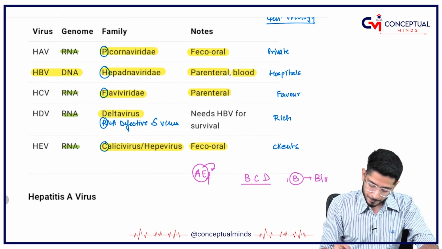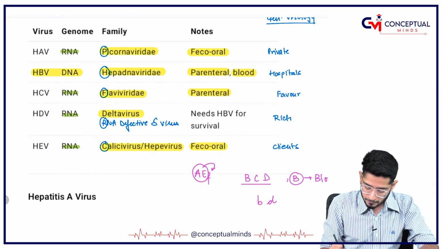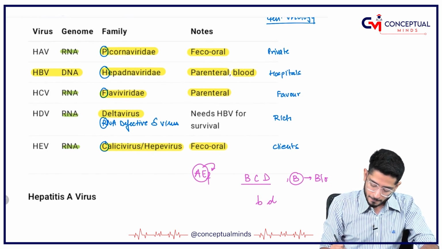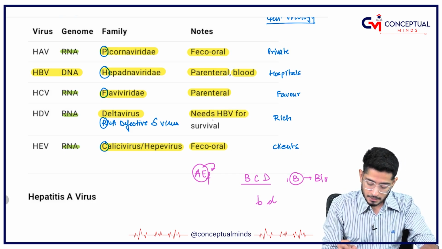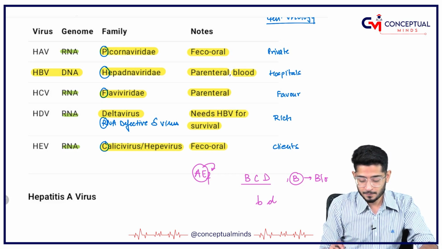But please remember B and D. So if you write like this, B and D look similar. Similarly, hepatitis D needs hepatitis B virus for survival.